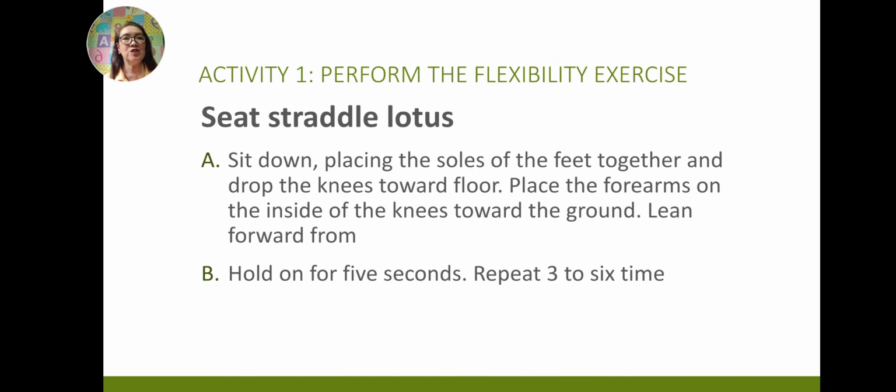Next is the sit straddle lotus. Sit down, placing the soles of the feet together and drop the knees towards the floor. Place the forearms on the inside of the knees. Lean forward from the hips and hold for 5 seconds. Then repeat this 3 to 6 times.